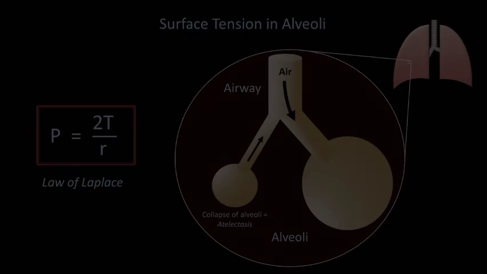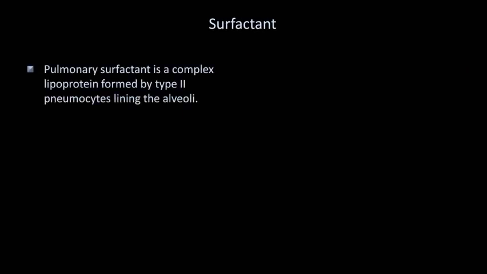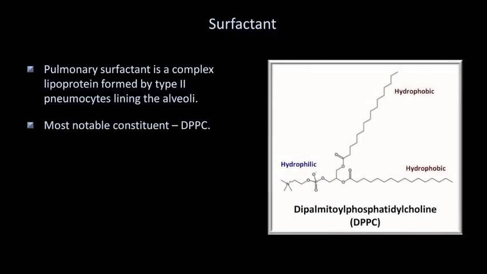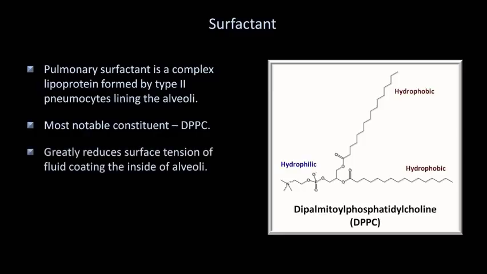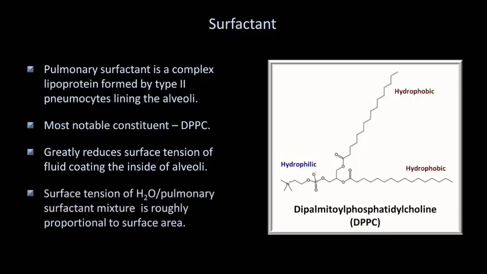It does, and it involves something called surfactant. Pulmonary surfactant is a complex lipoprotein formed by cells called type 2 pneumocytes, which line the alveoli. The most notable constituent of surfactant is called DPPC, or more formally, dipalmitoyl phosphatidylcholine. This compound greatly reduces surface tension of the fluid coating the inside of the alveoli. Interestingly, unlike water, the surface tension of the mix of water and pulmonary surfactant is roughly proportional to the surface area over which it is spread.